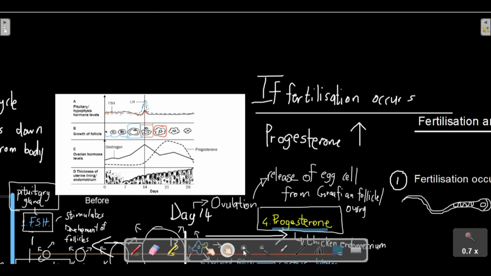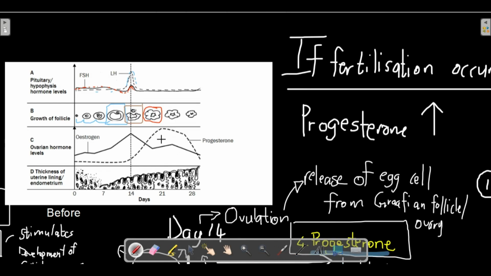So once you see that the progesterone levels continue to rise, then you would know that fertilization has occurred. But if the progesterone levels drop, as you see here, then that means fertilization did not occur. Why would we keep on thickening the endometrium knowing that fertilization did not occur, knowing that there will be no embryo?